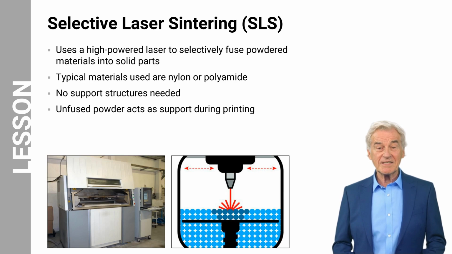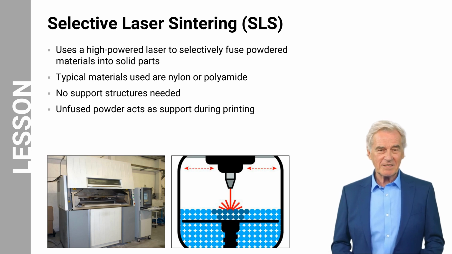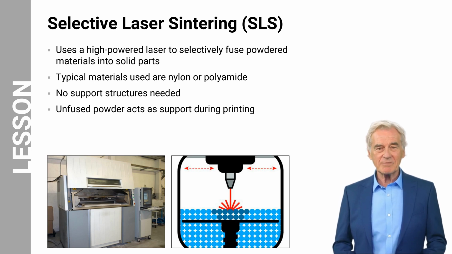Selective laser sintering, abbreviated as SLS, is another additive manufacturing technology that creates solid parts by using a high-powered laser to fuse powdered materials into solid parts. The most common materials used are nylon or polyamide. One of the key advantages of this technology is that it eliminates the need for support structures during printing, as the unfused powder naturally supports the parts being built.